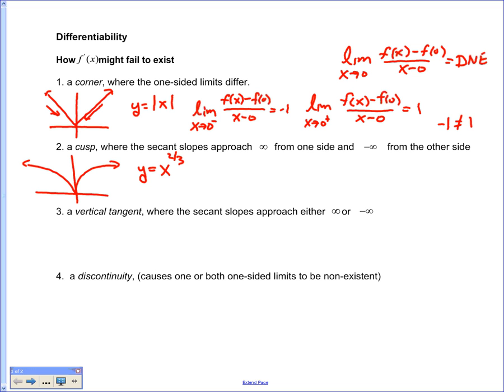But in this case, what's happening as we approach 0 from the left, our tangents are approaching -infinity. And then as we approach 0 from the right, the slopes of our tangents, our derivative, is approaching +infinity. Again, we're approaching two different things, and therefore our two-sided limit does not exist.